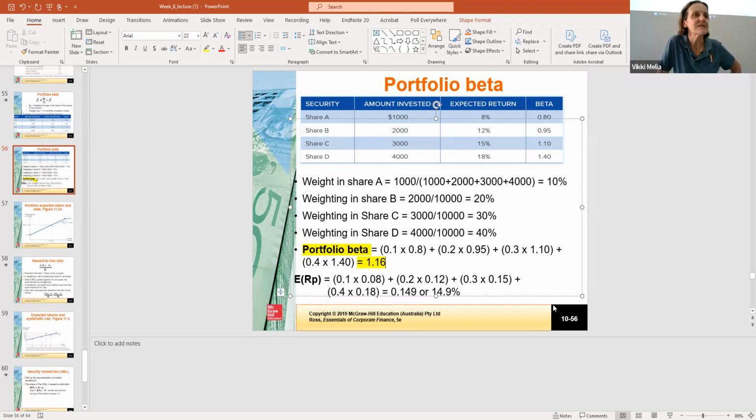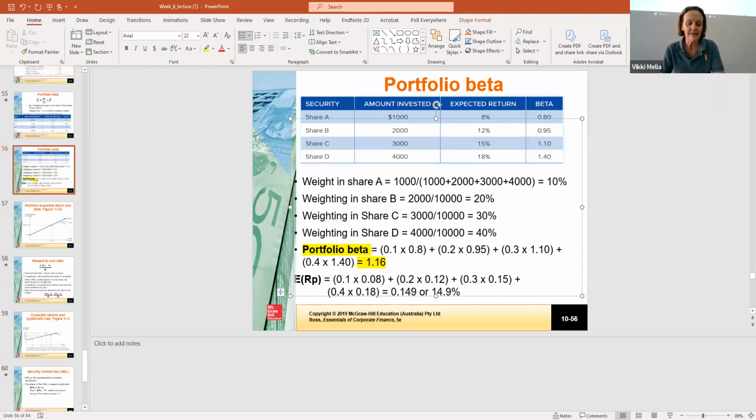What does that tell us? More risk than the market overall. It's greater than 1. So our portfolio of shares A, B, C, and D has more systematic risk than the market overall. All that translates to is more return because we're bearing more risk.